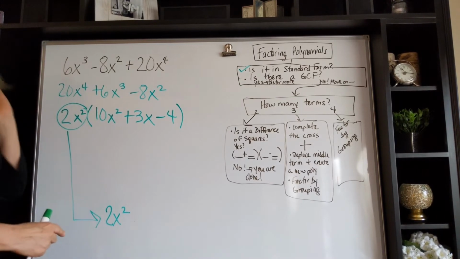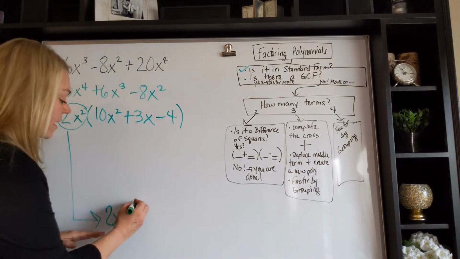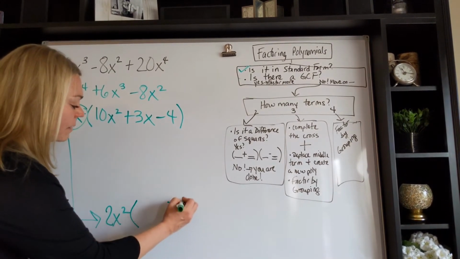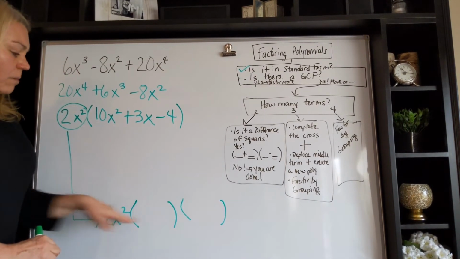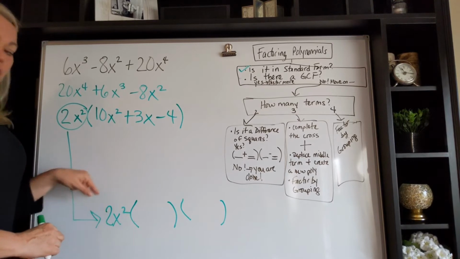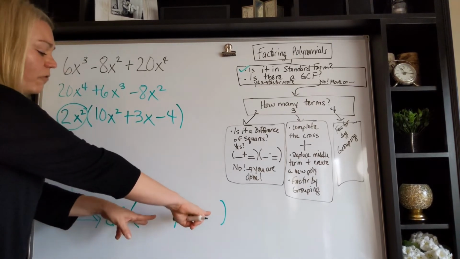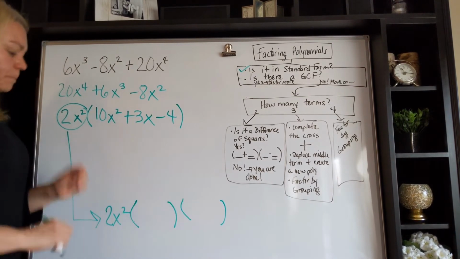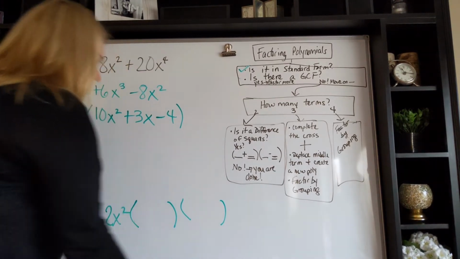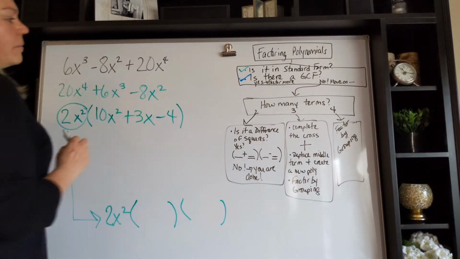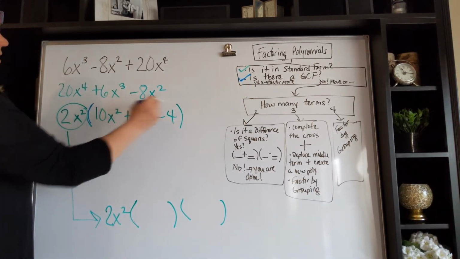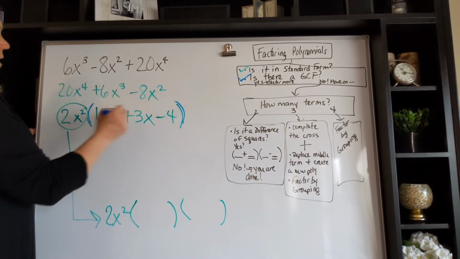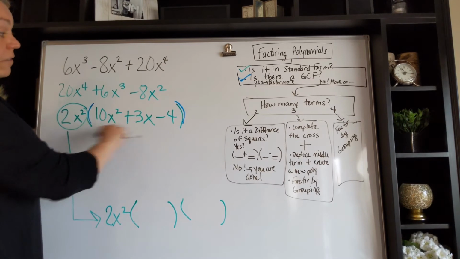What I do know is that my final answer is going to be a binomial times a binomial. So I can even draw in that set of parentheses to remind myself not to forget my original GCF and to remind myself what my final factored form will look like. All right, good, we did it. Took it out. Now I'm going to ask myself, how many terms do I have inside this set of parentheses? I have 1, 2, 3. I have a trinomial. I have 3 terms.